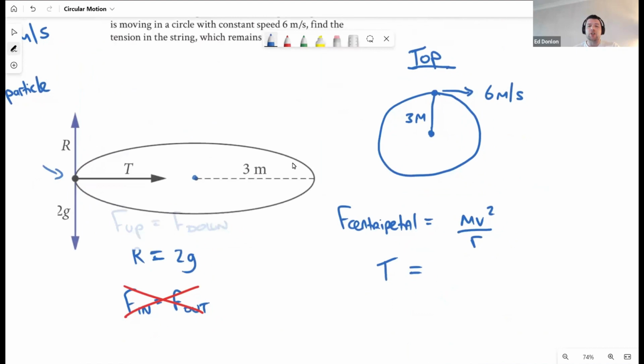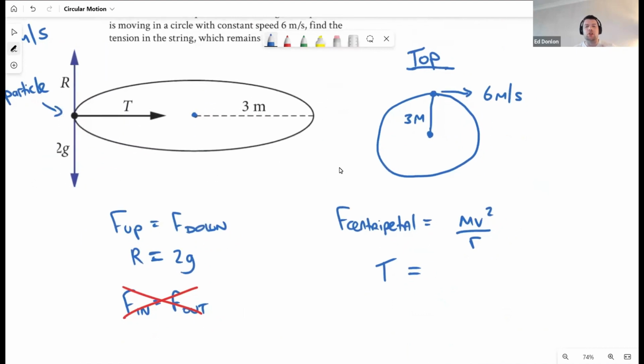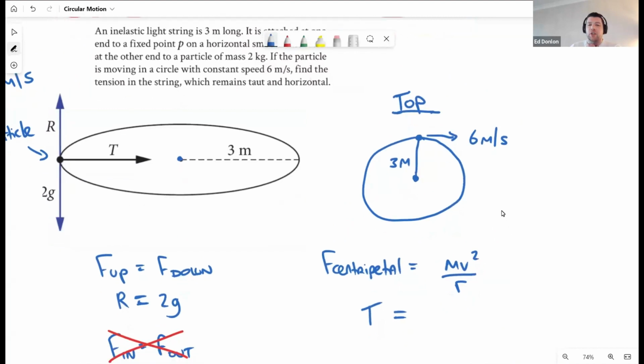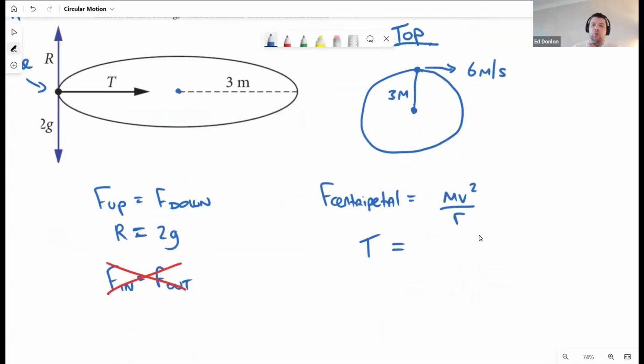And then we can find, so the question was, find the tension in the string. So our mass is 2 kilograms here, so we're going to have 2. Our linear speed was 6, so we're going to have 36, all over 3, like this. And we find our tension in our string is going to be 24 newtons.